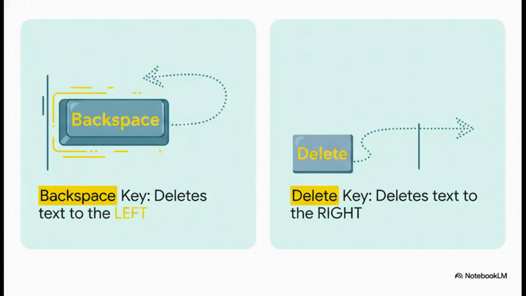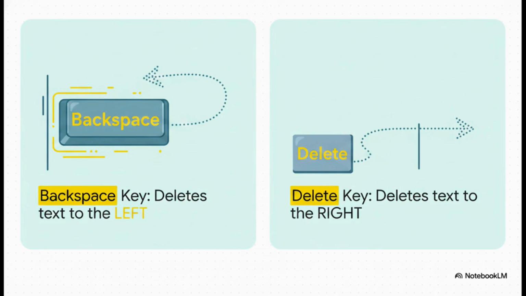Things like the exclamation mark, the @ or the $ sign. Now, let's talk about fixing mistakes because, well, we all make them. Here we have a classic showdown, backspace versus delete. It's a super common mix-up, but mastering this will save you so much time. Simply put, the backspace key deletes text to the left of your cursor. The delete key removes text to the right. So backspace pulls back and delete pushes forward.